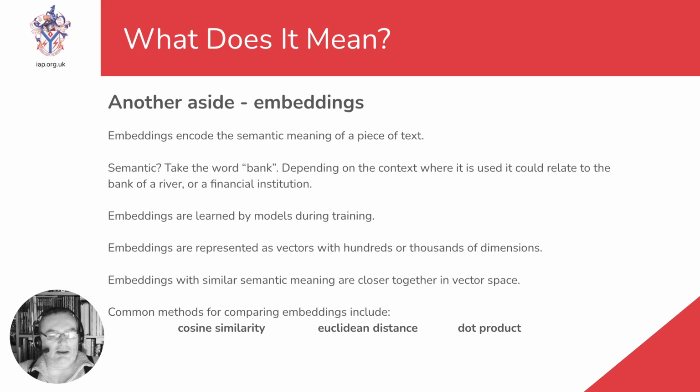Given two embeddings, we can perform mathematical functions on them to determine if the text the embeddings represent are semantically similar. Common mathematical functions for comparing embeddings include cosine similarity, Euclidean distance, and dot product. Technically, the closer two embedding vectors are in vector space, the more similar their semantic meaning.